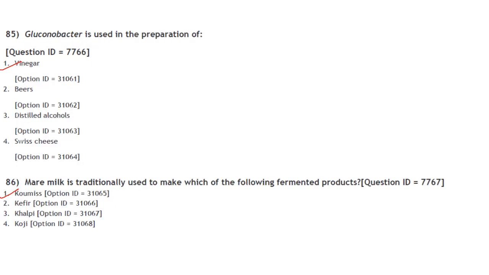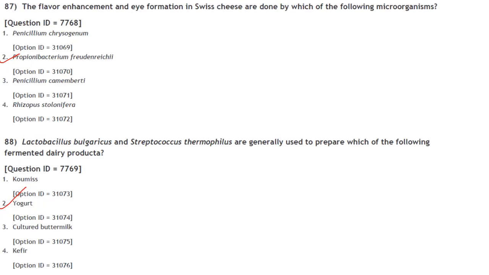Then Gluconobacter is used in the preparation of vinegar. Mare milk is traditionally used to make which of the following fermented products? It is koumiss. Then the flavor enhancement and eye formation in Swiss cheese are done by which of the following microorganisms? It is Propionibacterium freudenreichii. Answer is option 2. Lactobacillus bulgaricus and Streptococcus thermophilus are generally used to prepare which of the following fermented dairy products? It is yogurt. Answer is 2.